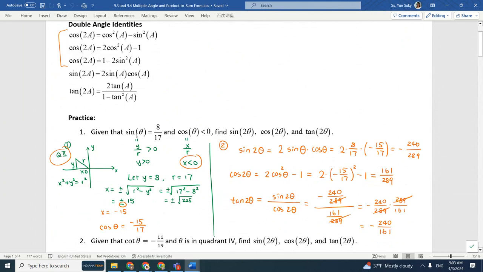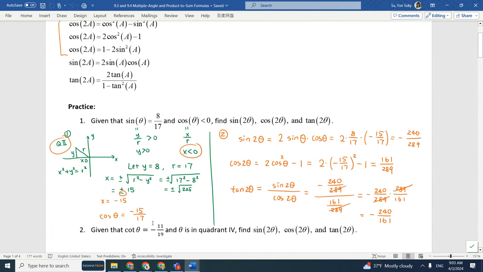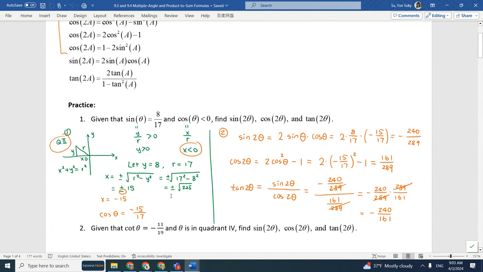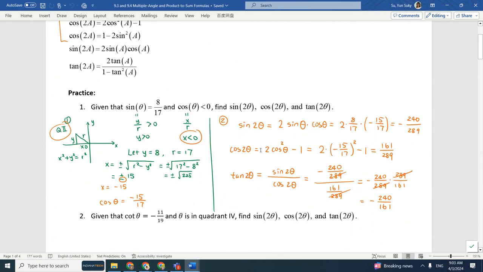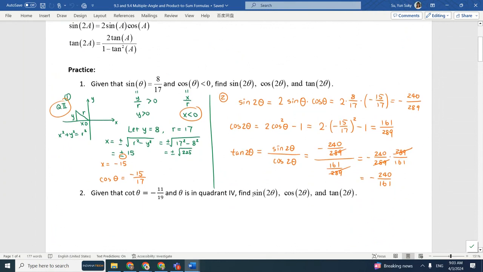The idea is, given the sine theta, you can draw the point on the xy plane, express this in terms of x, y, and r, and then you can find the remaining 5 trig functions. Do you still remember that? We talked about this in chapter 7. After you get sine and cosine, you can plug into the double angle formulas and get sine 2 theta, cosine 2 theta, and tangent 2 theta.